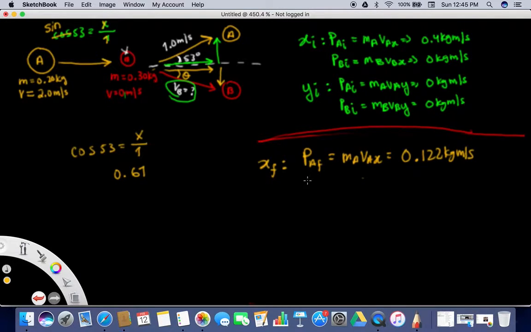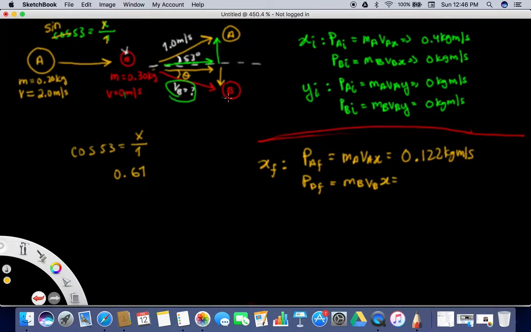We'll do the same thing with ball B. Ball B after the collision will be the mass of ball B times the velocity of ball B in the x direction. Now, we see for ball B it's made up of a horizontal and a vertical component represented by the orange arrows. But the problem with ball B is that we don't have a defined angle that we can use any trig functions for. We don't know at what angle ball B shot off on.